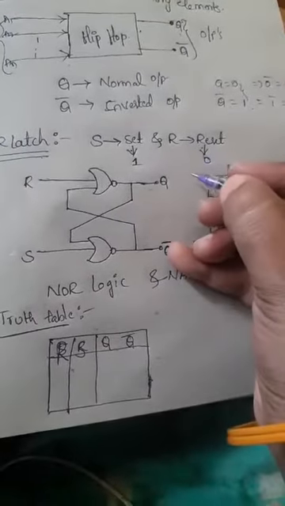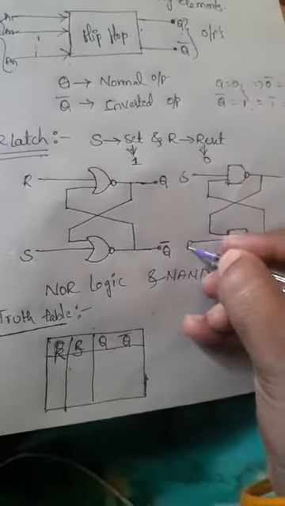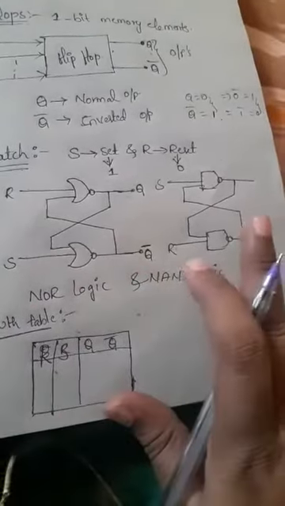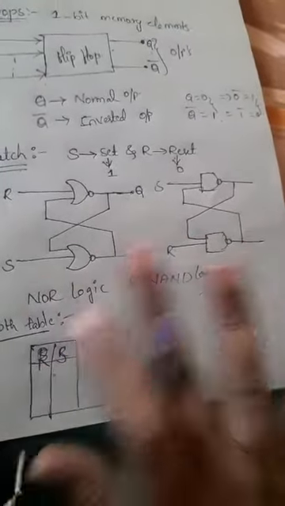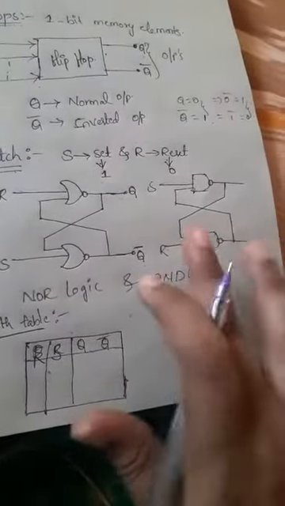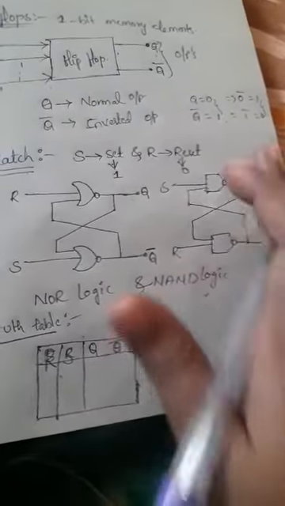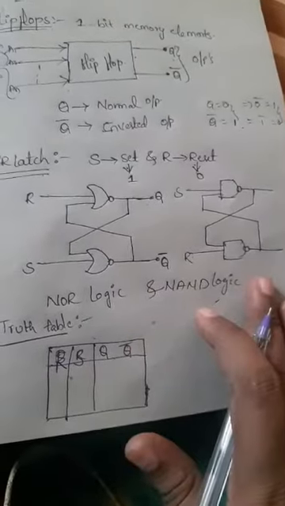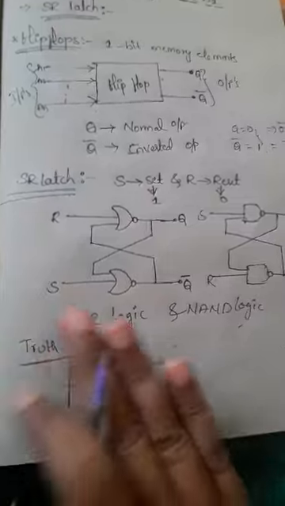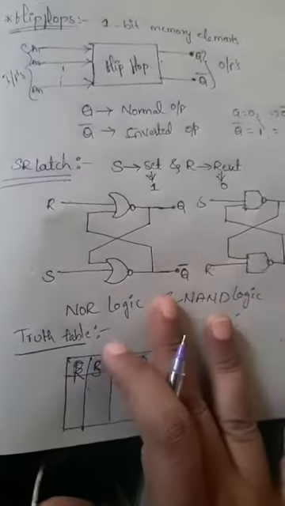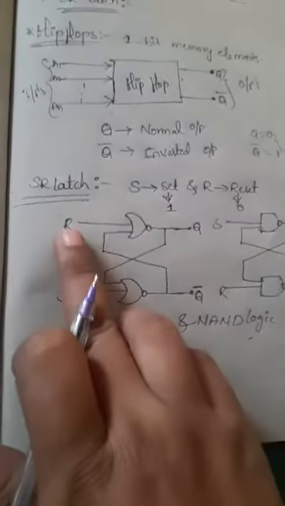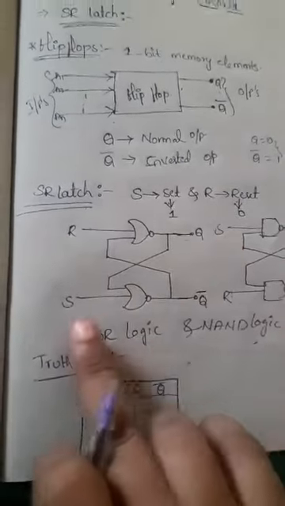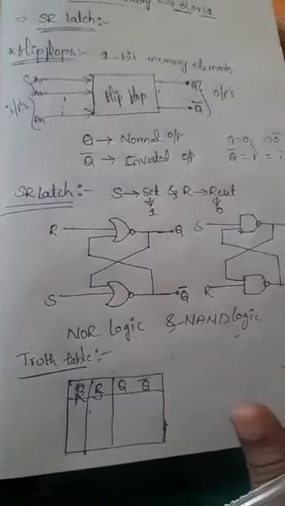You should take S in the normal path and R in the complement path. Don't worry, take it in the normal way, that is S in the normal path and R in the complement path. That's your wish how to take the inputs. Inputs are given to the NAND logic circuits of the SR latch. Only for the NOR logic, while designing, you must follow some rules, that is R in the normal path and S in the complement path.